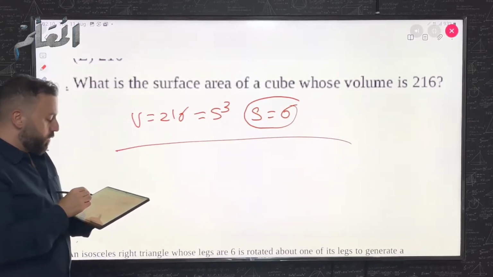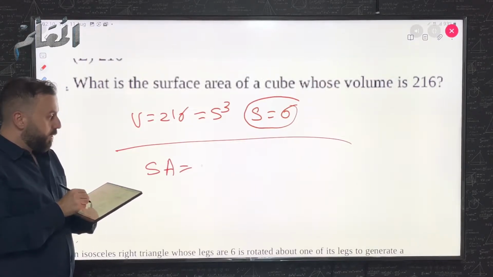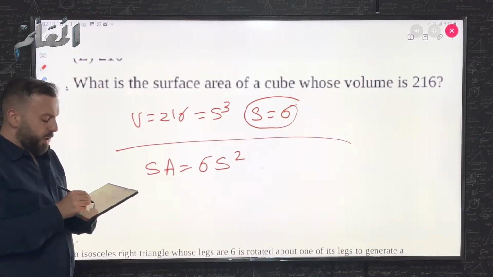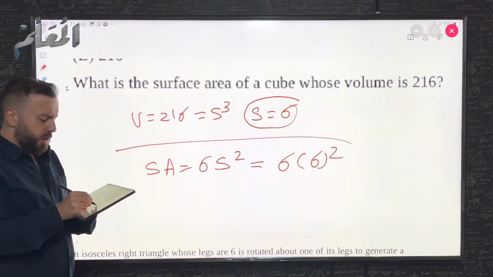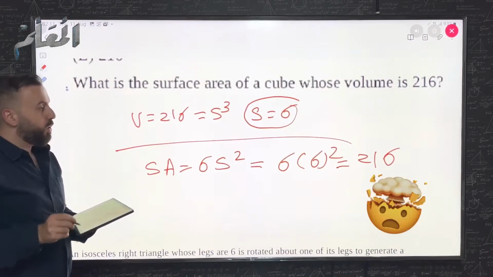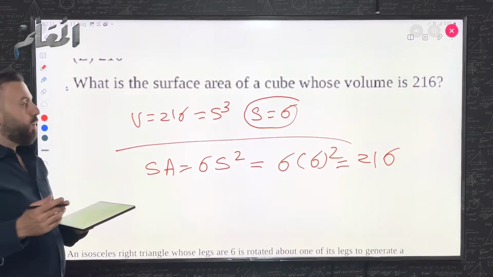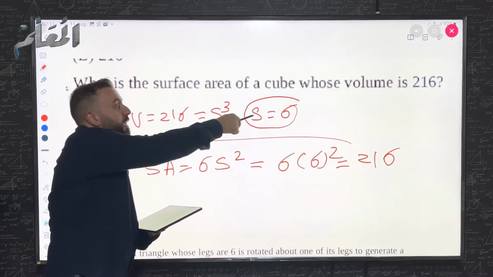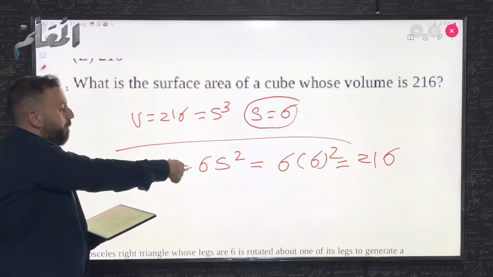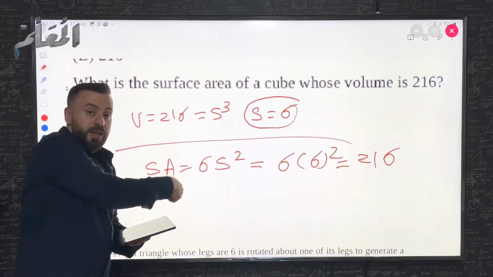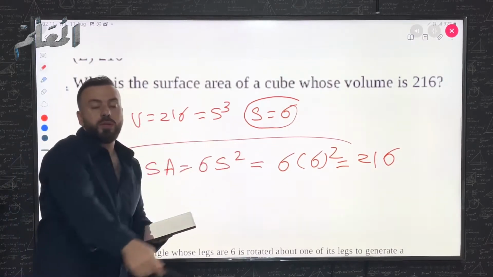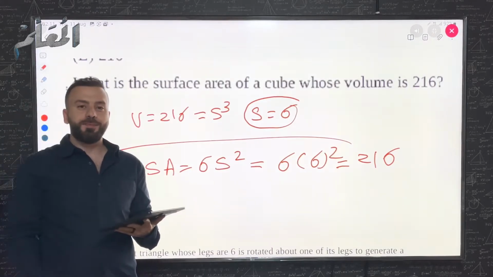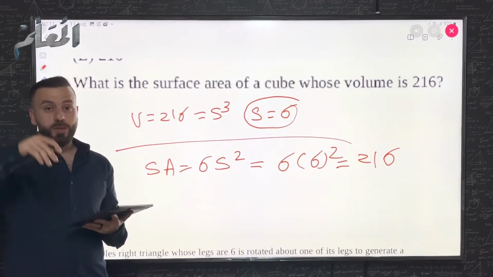Okay, step 2. So the surface area is equal to 6 side square. So 6 times 6 square, it's equal again to 216. Yes. Okay, so I just get the cube root of the 216, I get 6 the side, and then I evaluate that in the surface area rule, and also I get 216. Okay, thank you. Let's see question 5.